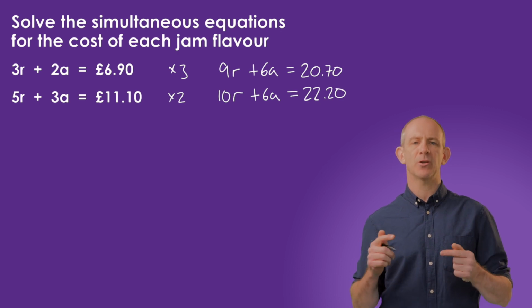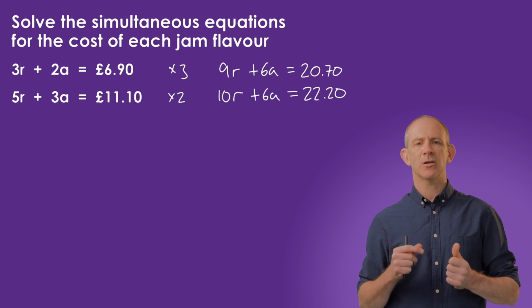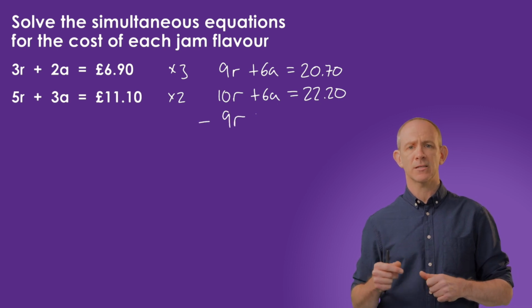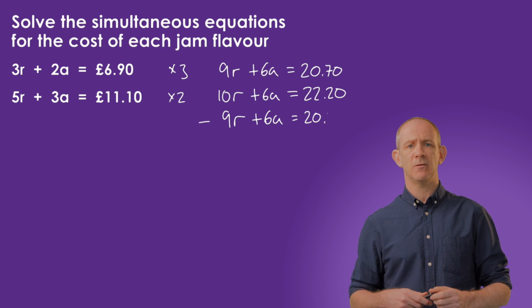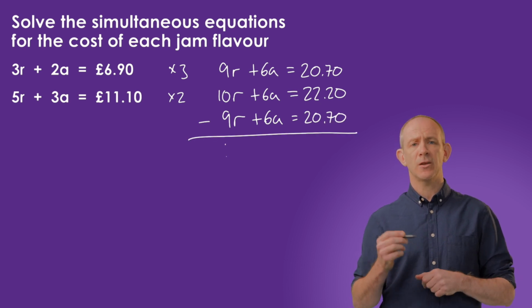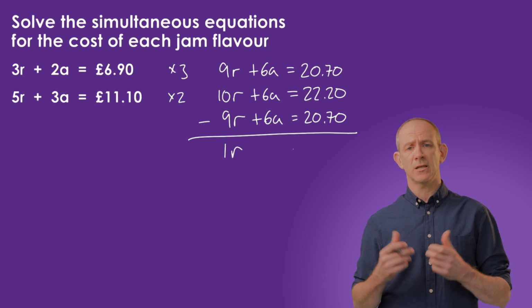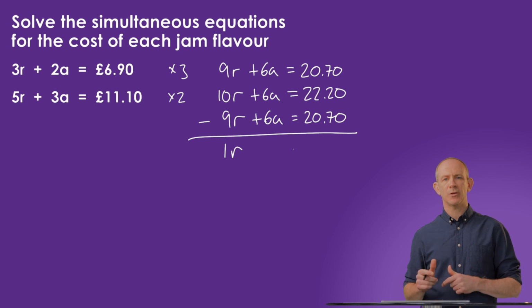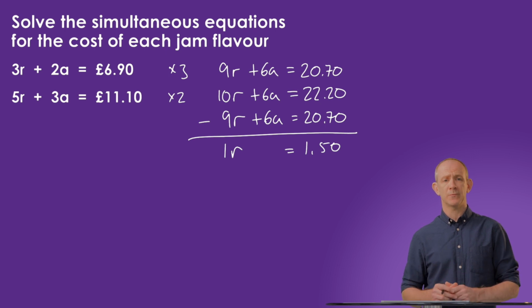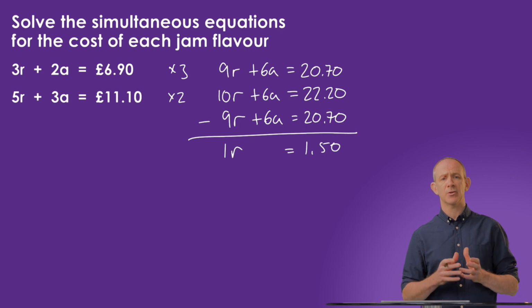Now in this situation, I'm going to subtract the first equation from the second. So I'm going to take away 9r plus 6a equals £20.70 from the second equation. We end up with 10r minus 9r leaves us with 1r. 6a take away 6a gives us 0. £22.20 take away £20.70 would leave us with £1.50. So r equals £1.50.